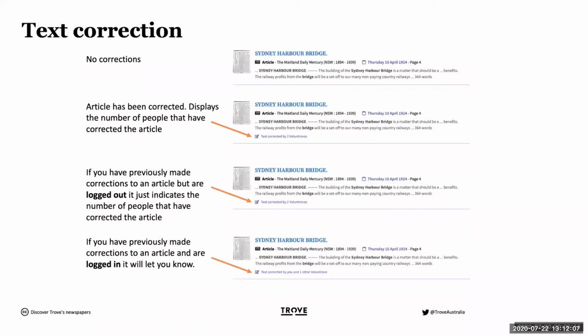So if you regularly correct articles, making sure you are logged in will really help in seeing which articles you've already corrected. The next webinar on 29th of July will cover how to log in and the options available to you for how you appear within Trove.